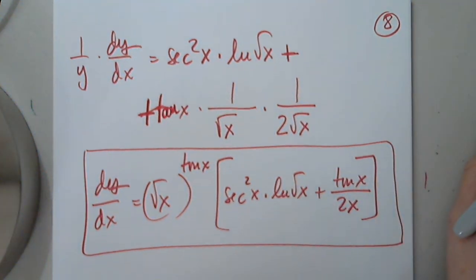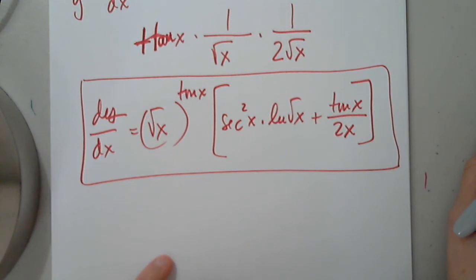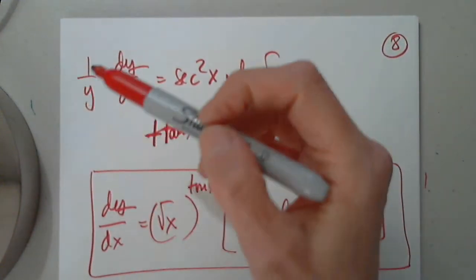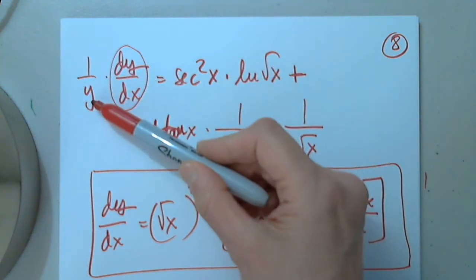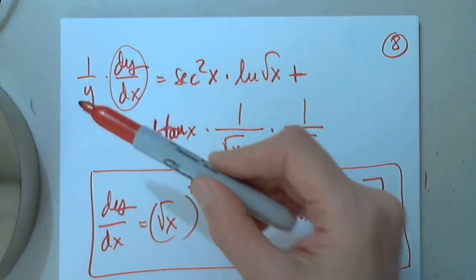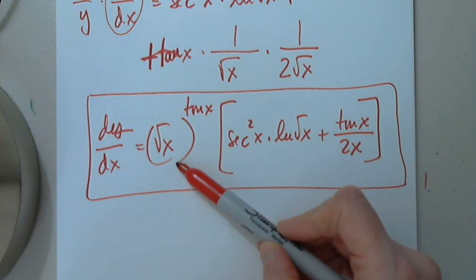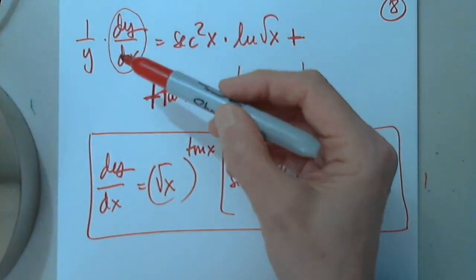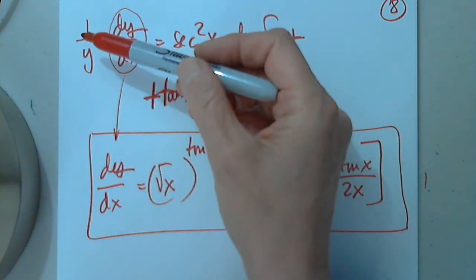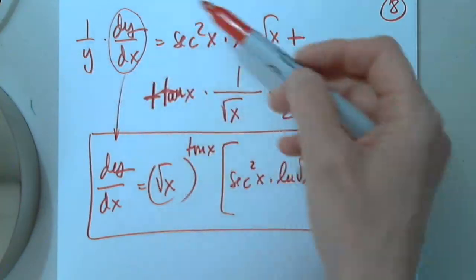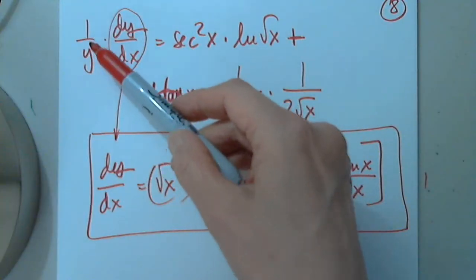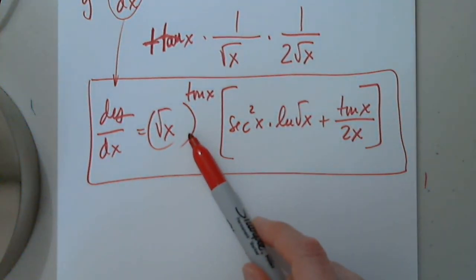So the original function is included in the answer? So the derivative is obtained by multiplying both sides by y. And this is y. Oh, okay. Because I only want the derivative. I don't want the product of 1 over y times this. So I multiply both sides by y, it disappears from here, but it pops up here.